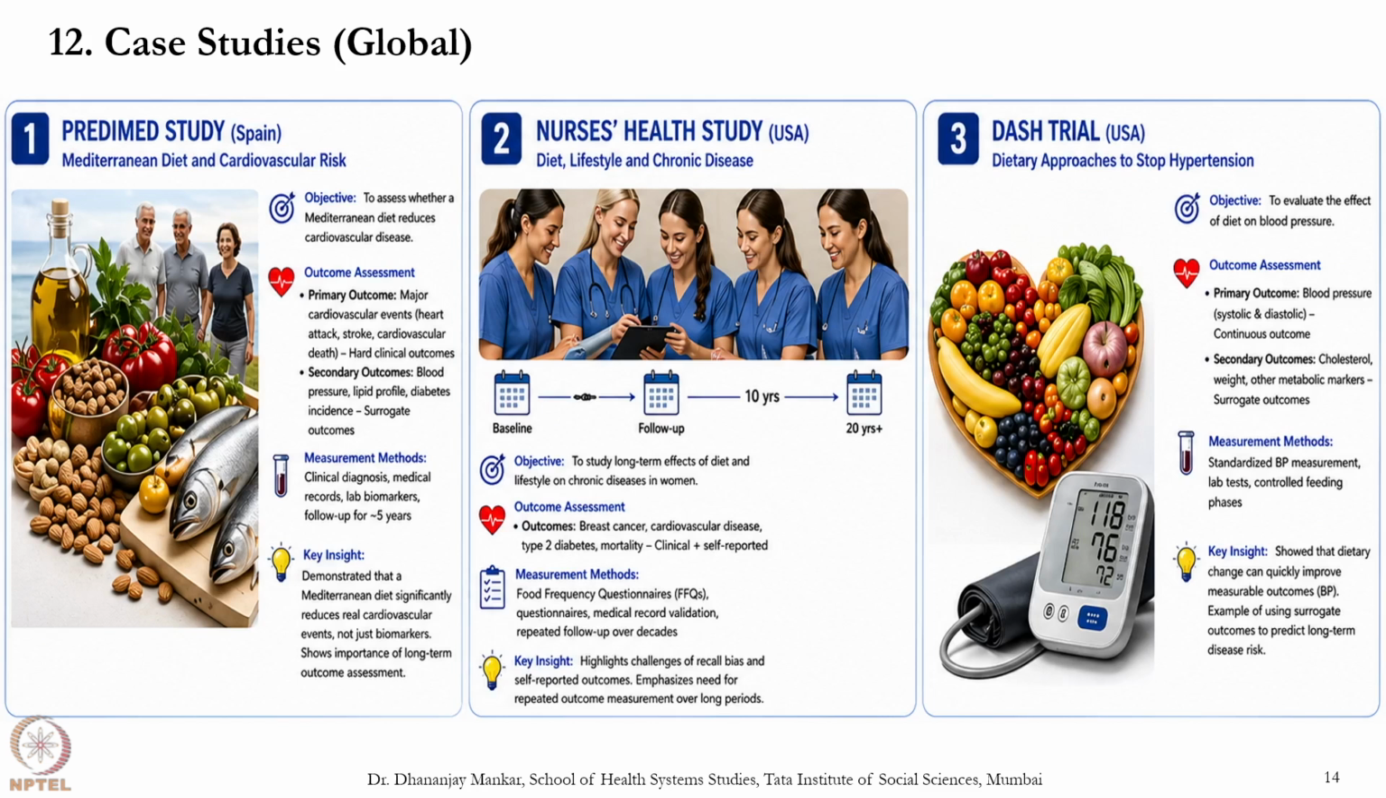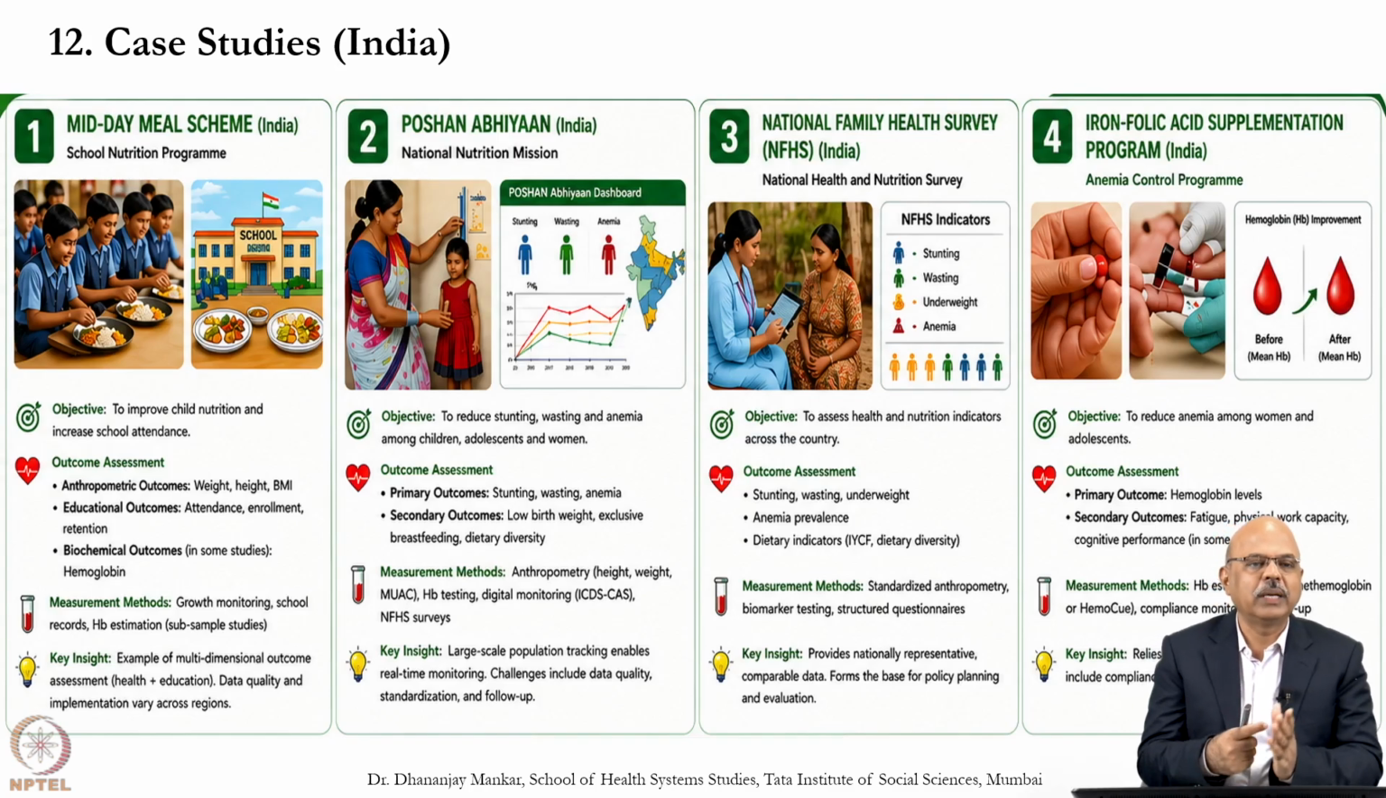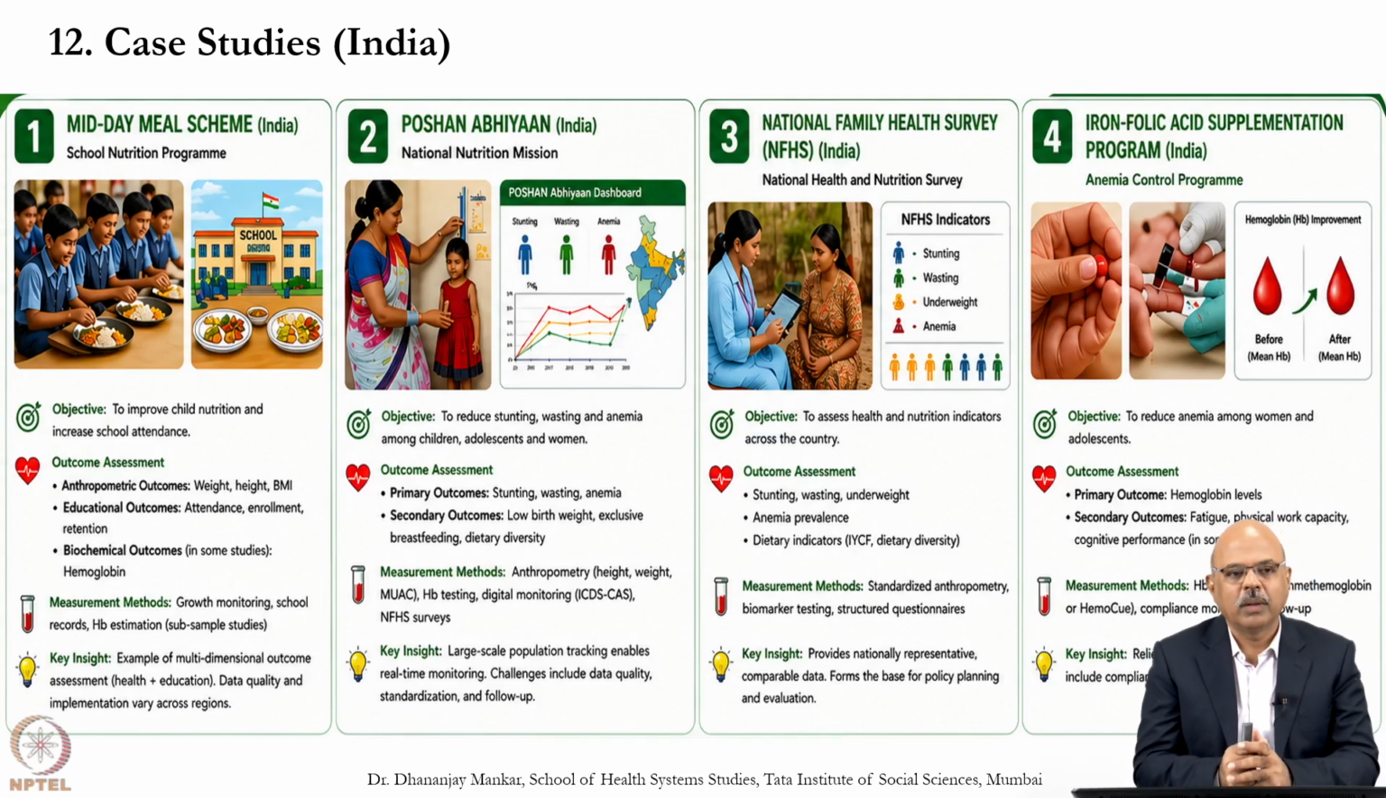An example of using surrogate outcomes to predict long-term disease risk can be seen as very important. This is the DASH trial study. Then come the Indian studies of the midday meal scheme, which is very popular and is seen as an intervention in the school nutrition program, where the objective was to prevent child malnutrition and increase school attendance.